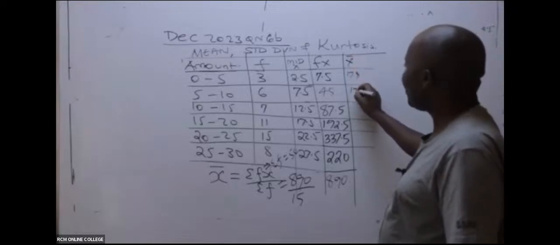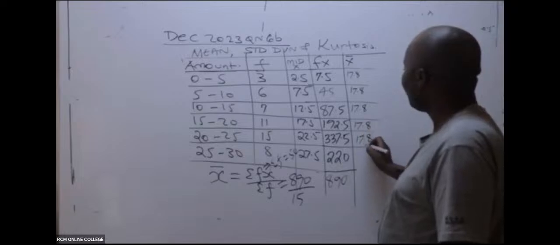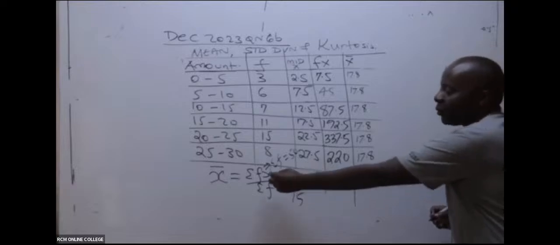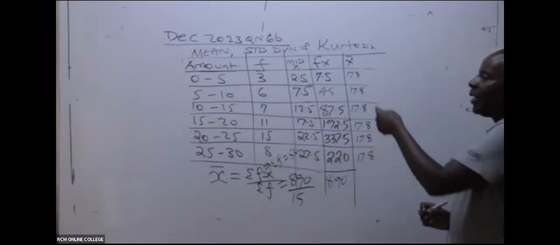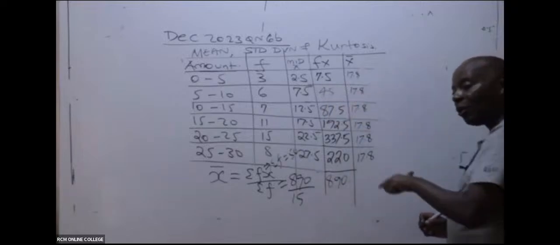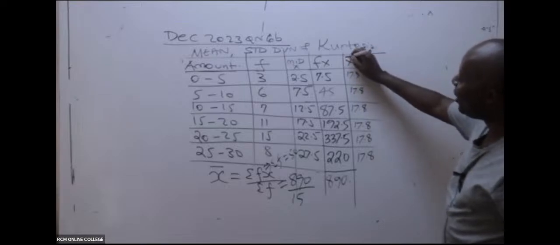So remember, x with a bar does not change. That's why you're calling it x bar. This bar means what? A uniform. It doesn't matter what the value of x will be, doesn't matter what the frequency will be, x bar will always be the same throughout.